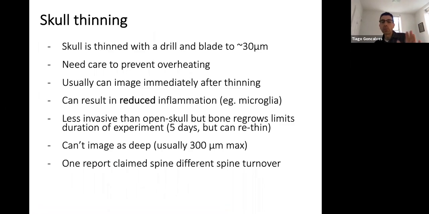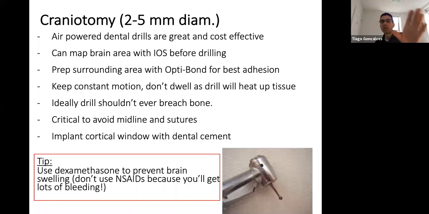So basically, the most commonly used method is still the craniotomy. Most craniotomies are about 2 to 5 millimeters in diameter. The tool used to do this is air-powered dental drills. They're the best and very cost-effective. You buy them off eBay. You can get one for about $150, with all the pedal control and everything. So you have a pedal, you control this thing. You need to be very precise.